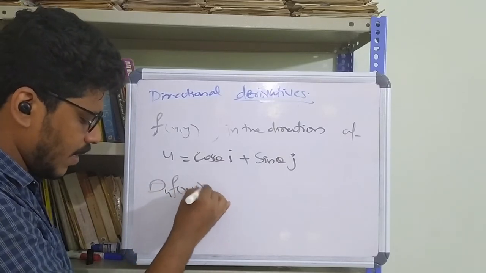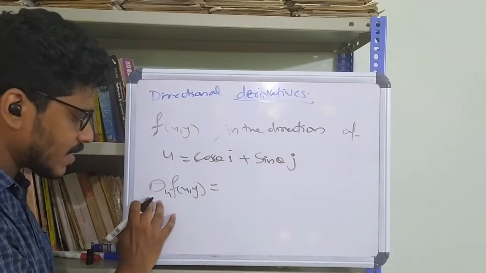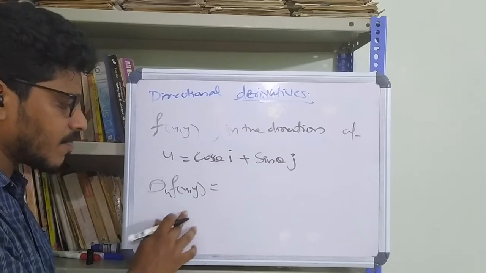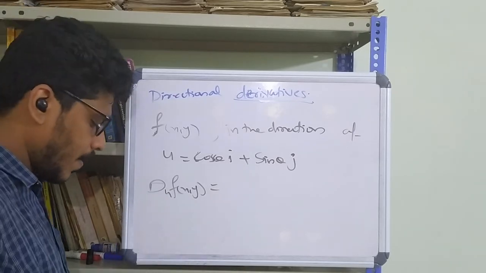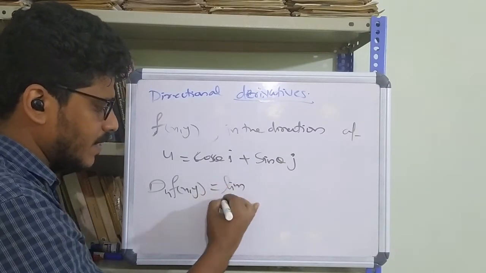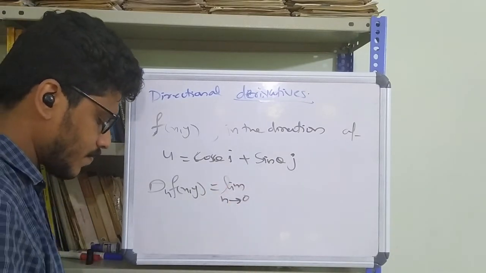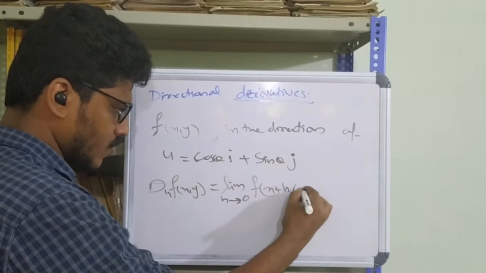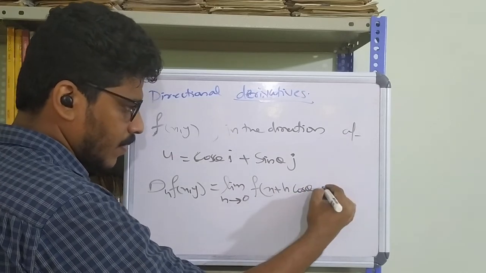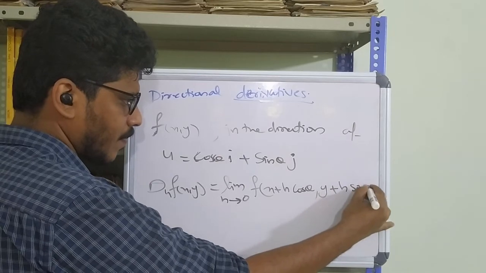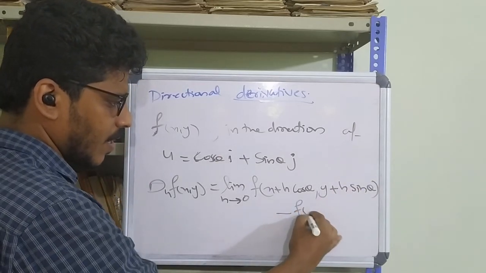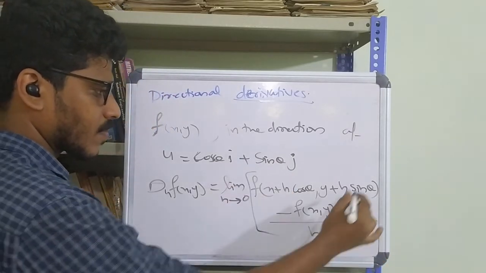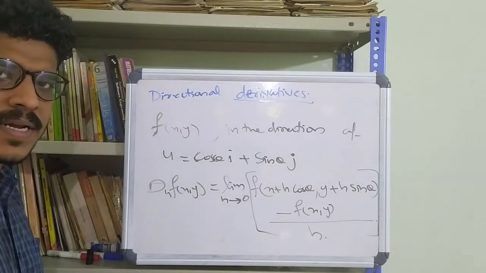See, this means the directional derivative of f of x, y in the direction of u, D_u f of x, y, equals the limit as h tends to 0 of f of x plus h cos theta, y plus h sin theta, minus f of x, y, all divided by h. Right.